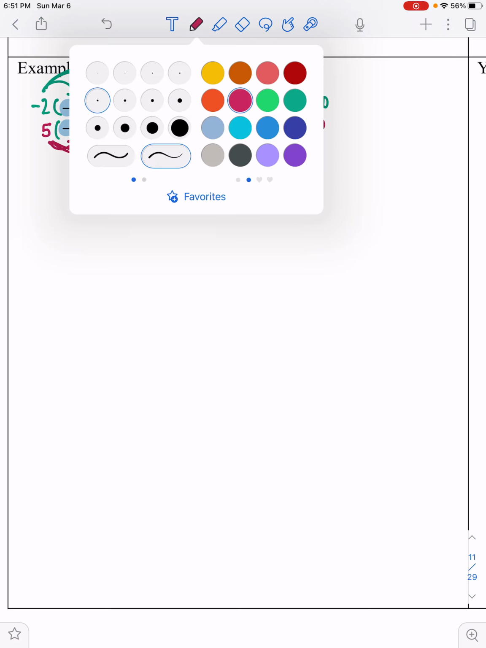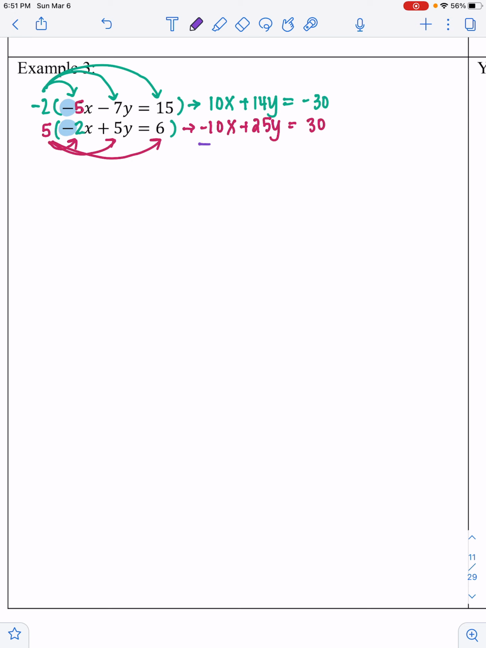And now we're just going to add straight down. If we add our equation straight down, the x's will eliminate. That's exactly what I wanted. I got 39y is equal to 0. Solve for y, divide by 39 on both sides. I get y is equal to 0.